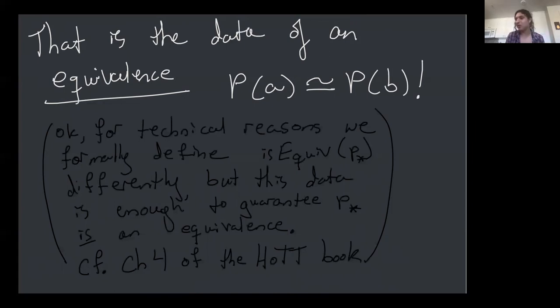What we want is for is-equiv to not have any higher homotopy data. And it turns out this definition of is-equiv might have higher homotopy data, and so we don't use it. We use a subtly different version. This is enough to guarantee equivalence. I'm never going to say a word about this ever again. Read chapter 4 of the HoTT book if you're interested.